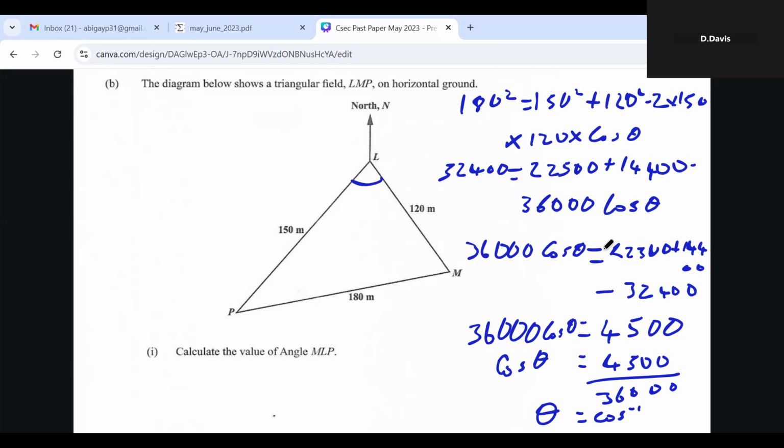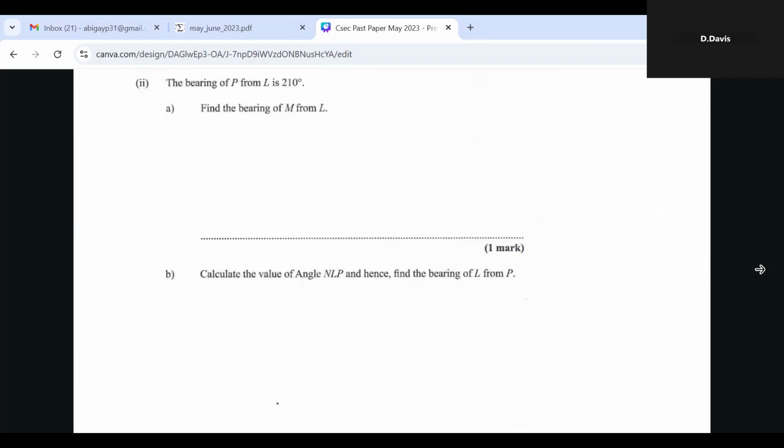Put a 36, 0.125. All of that equal to, I'm gonna put the answer over here. All of that equal to 82.8 degrees. So all of that for that question there. And that is 3 marks. So we found the answer for here. All right, so moving on.